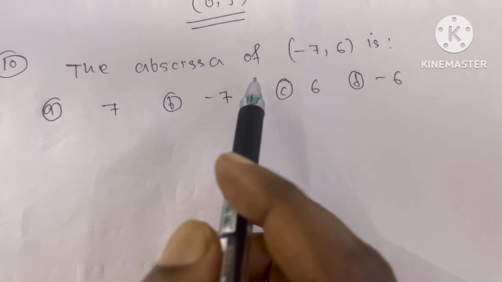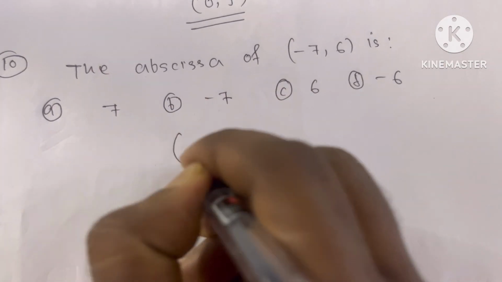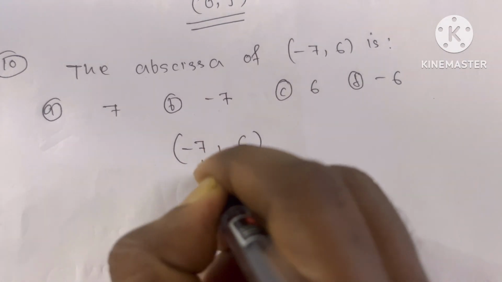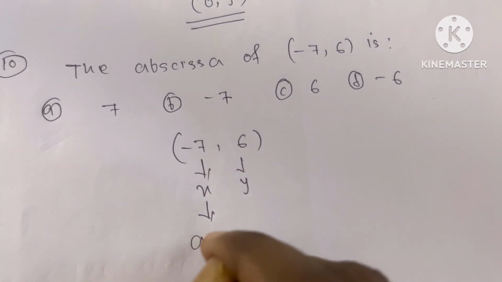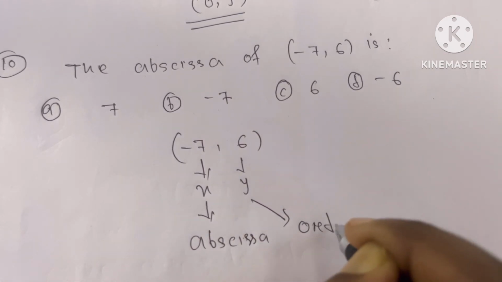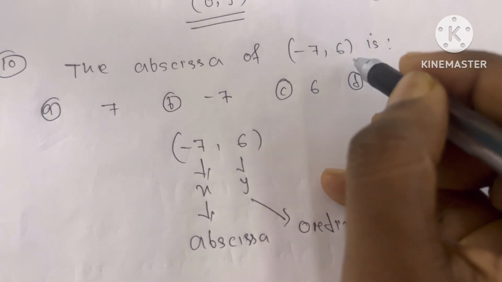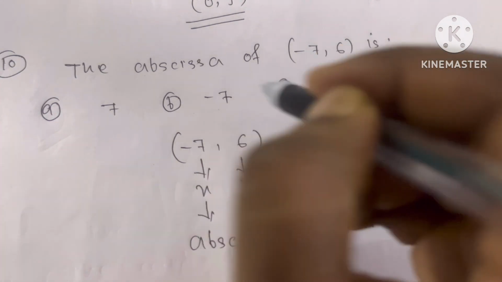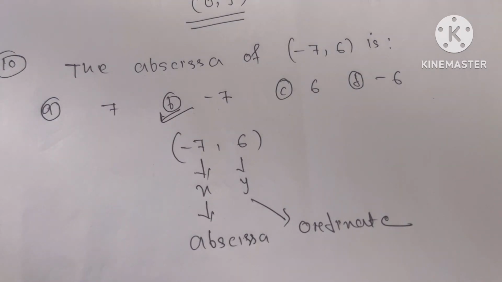Question number 10. The abscissa of minus 7 comma 6 is... abscissa means the value of x. This is the x value, this is the y value. So the x value is also known as abscissa, and the y value is known as ordinate. So always remember, abscissa means x value, ordinate means y value. In minus 7 comma 6, the value of x is minus 7, that's why the abscissa of this coordinate is minus 7. So option B is correct.